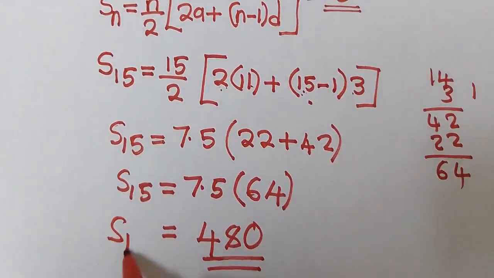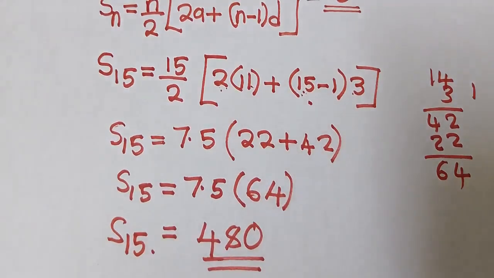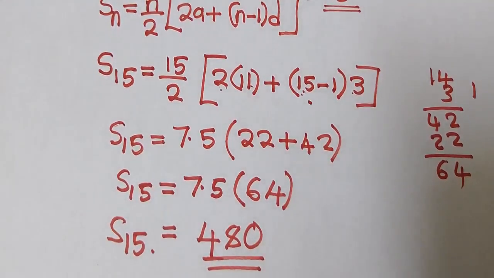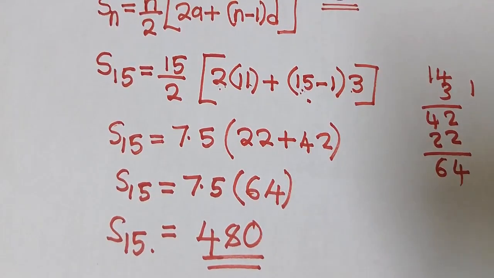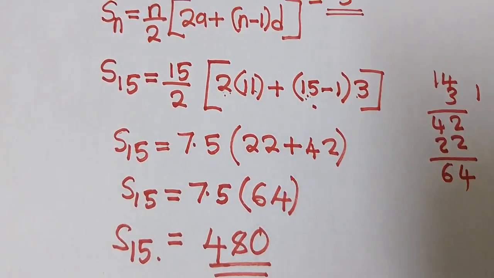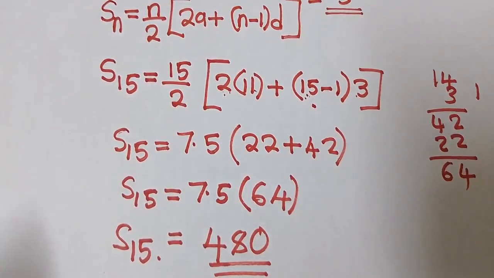This is the sum of the first 15 terms. This is how we get to answer this. This is how we need to answer questions under arithmetic progression. This is very simple. I know you can answer this. I know you can handle such questions. So this is all you need to know under arithmetic progression. This is the end of arithmetic progression.